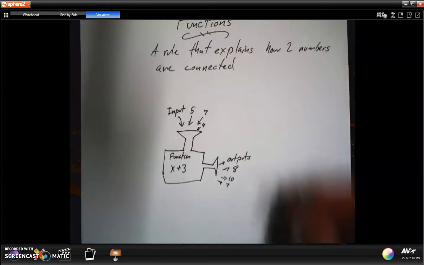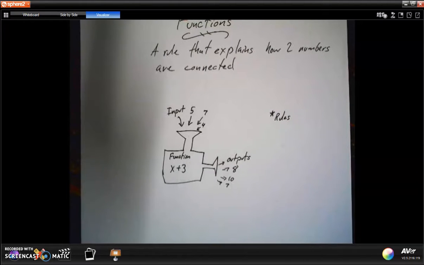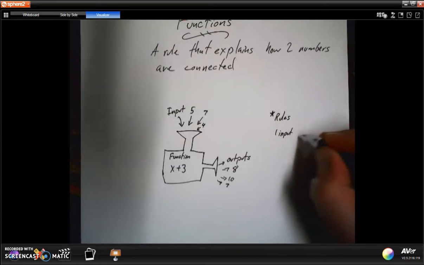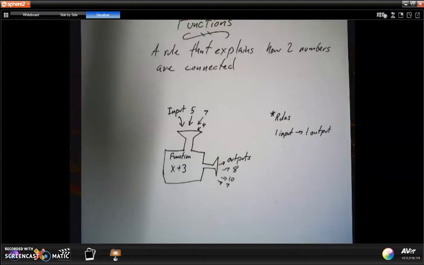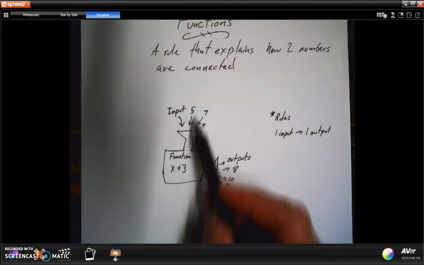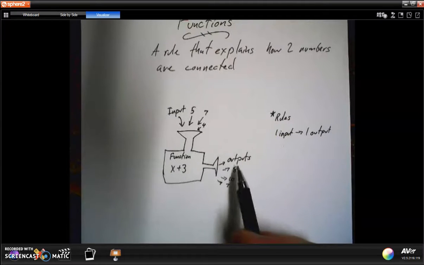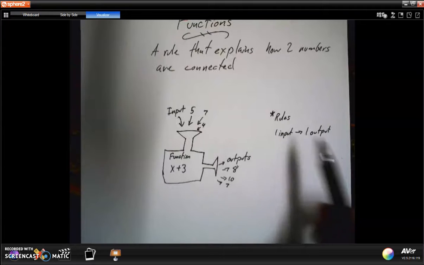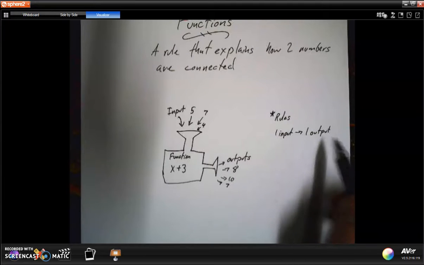Now, there's a couple of special ideas or guidelines that this machine has to follow. For example, one input can only give one output. I cannot put in 5 and get out an 8 and a 10 at the same time, because 5 plus 3 is 8, but 5 plus 3 is not 10. So only one thing goes in and one thing comes out. That's the biggest, most important rule of a function: whatever you put in, you only get one thing out.